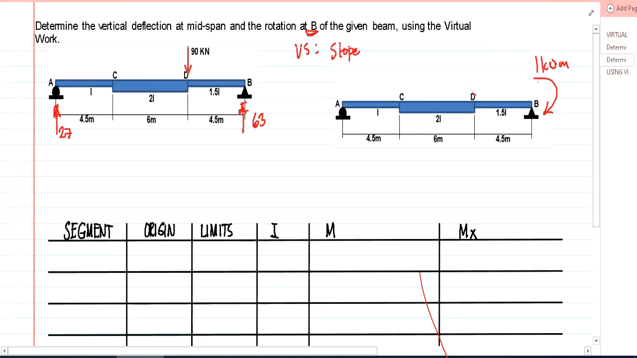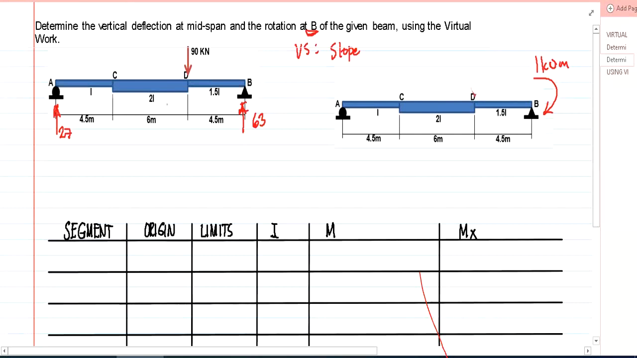Okay? So, this is my assumption, counterclockwise. Pagka nag-positive yung lumabas, correct yung assumption ko. Pag nag-negative, dapat counterclockwise itong couple natin dito. Okay? So for the real system, we have for the virtual system. So for the virtual system, wala tayong real load. The only load applied is the unit couple if we're looking for the rotation.